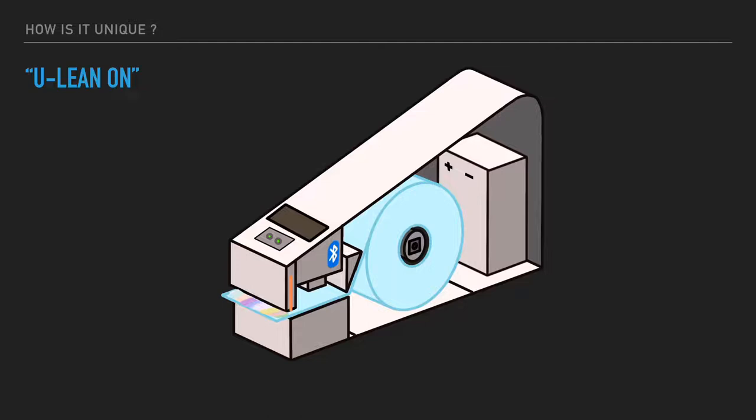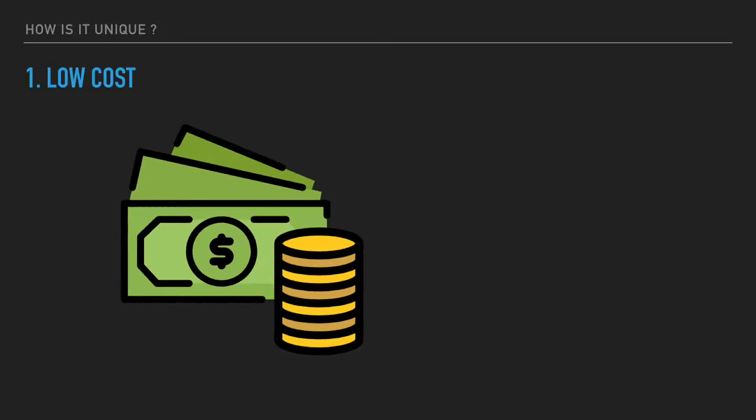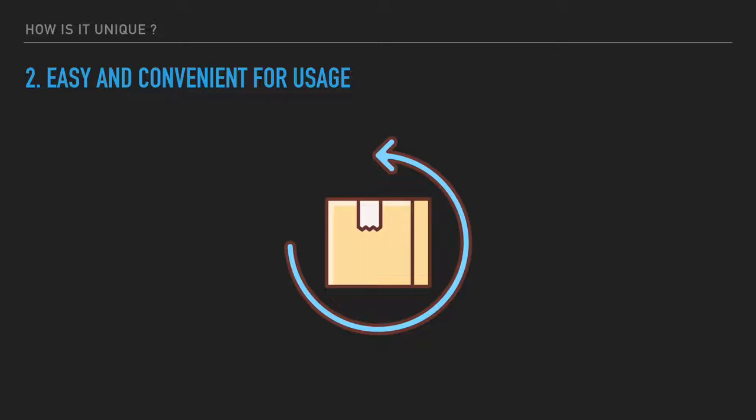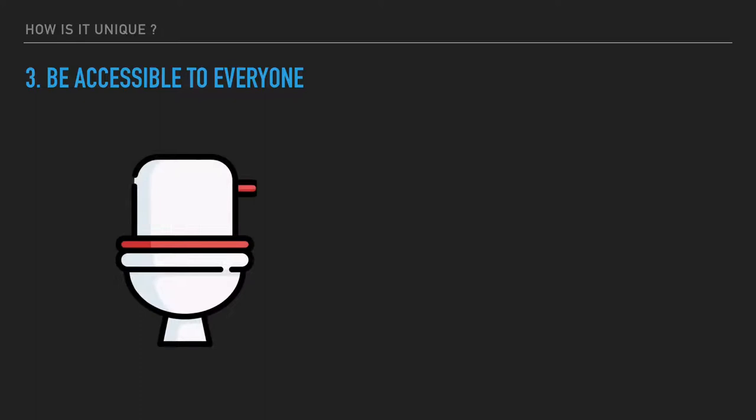The first one is the low cost. We decided to use low-cost material in order to make it accessible and unique for actual usage. The second one is that it will be easy and convenient for the users because we don't need to buy a new flush toilet, since our product can be utilized with the ordinary flush toilet. The third one is that it will be accessible to everyone. No matter where you are and no matter what gender you are, everyone can use it.